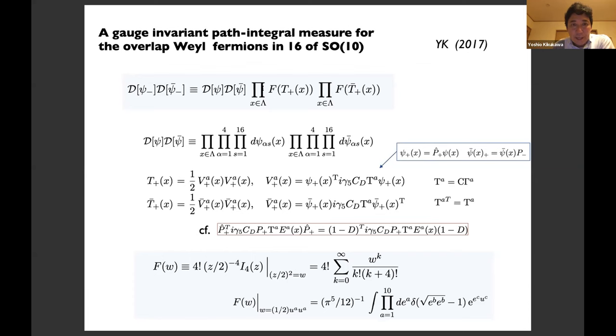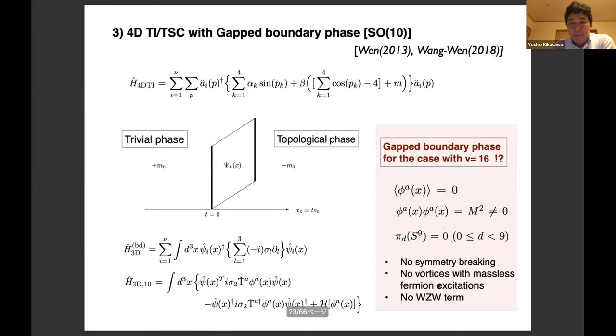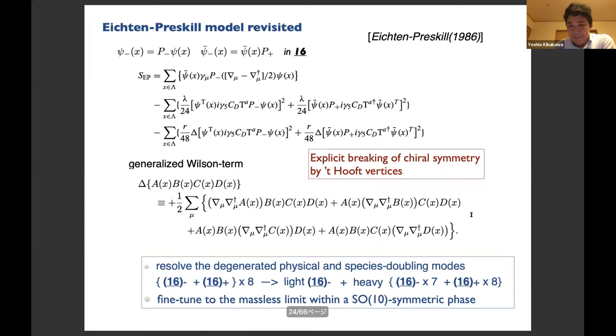And F is a certain function to express the product of the 't Hooft vertices. Here we choose this function given by this expression. So we assume F is given by this expression and this expansion. This expansion has an integral representation with the SO(10) spin field, like this. So we choose this one. This is related to the condition of the SO(10) spin vector discussed by Professor Wen here. So we actually impose by hand this condition for the SO(10) vector auxiliary field.